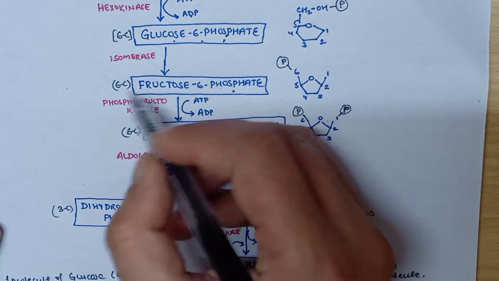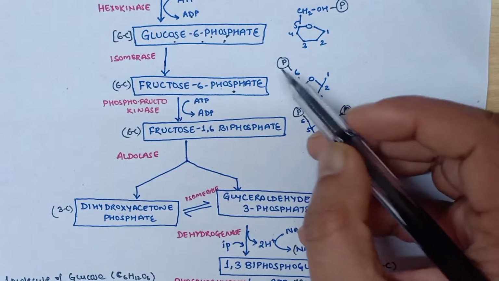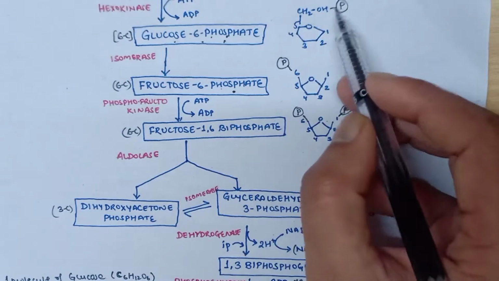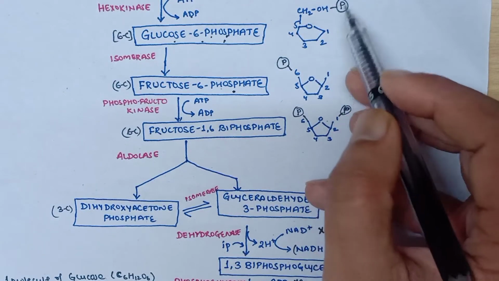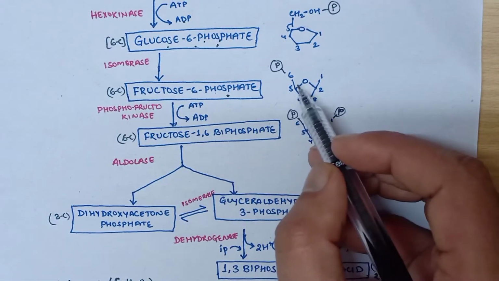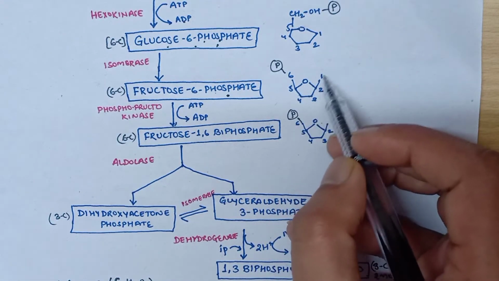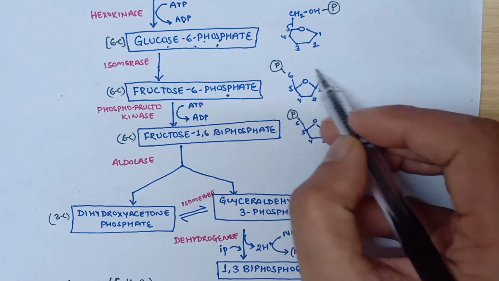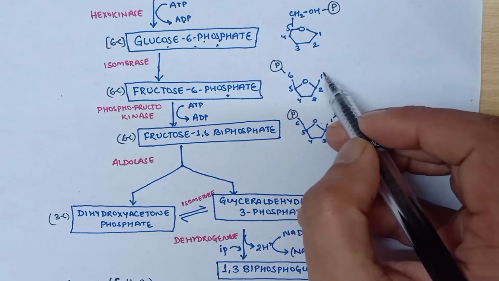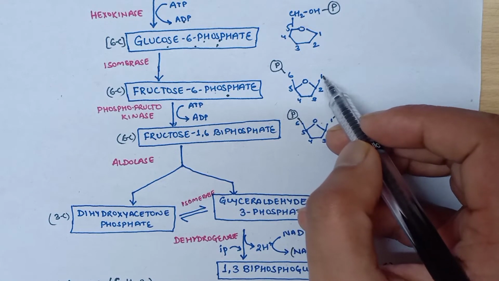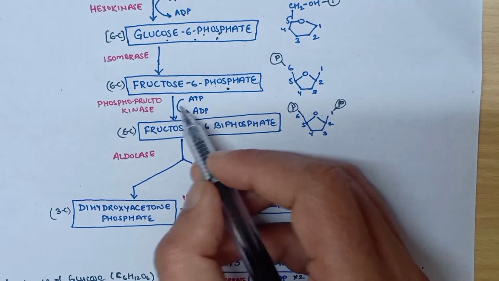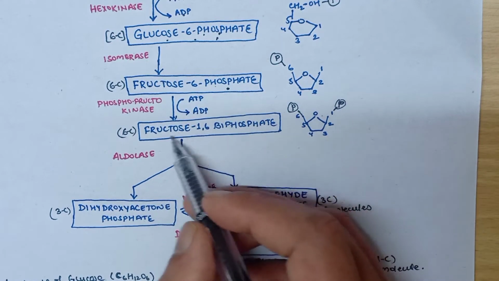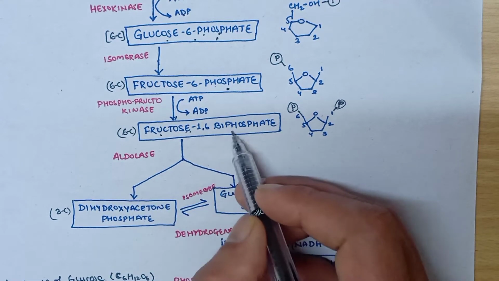Fructose 6-phosphate is also a 6-carbon compound. In the glucose molecule there is only one side chain available where phosphorylation can occur, whereas in fructose there are 2 side chains available for phosphorylation. So in this case, one side chain is free and can accommodate another phosphate group. So again ATP will donate its phosphate to fructose 6-phosphate and it will get converted into fructose 1,6-biphosphate.